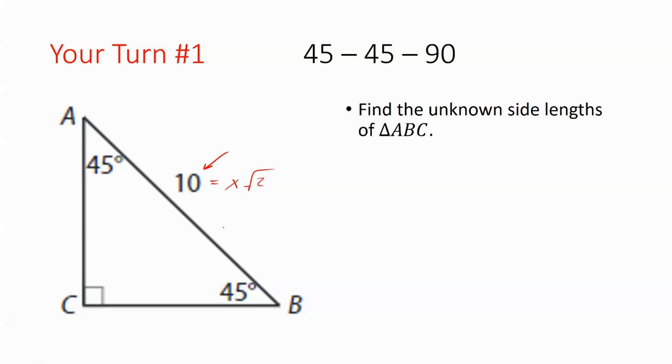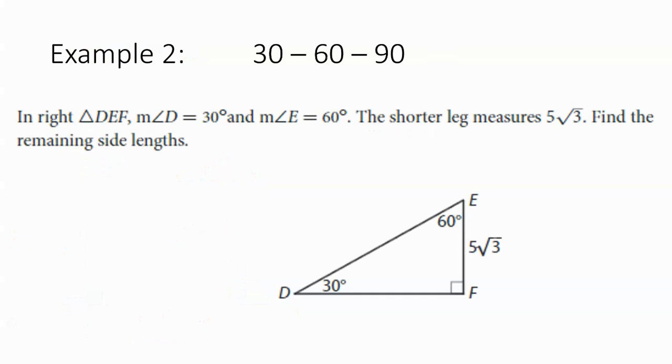All right, so that's the ratio. Solve for x, and then just plug it in. Find your missing side lengths. All right, 30, 60, 90.